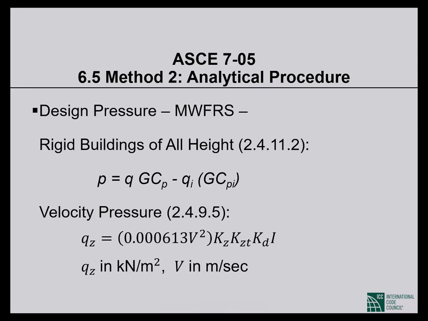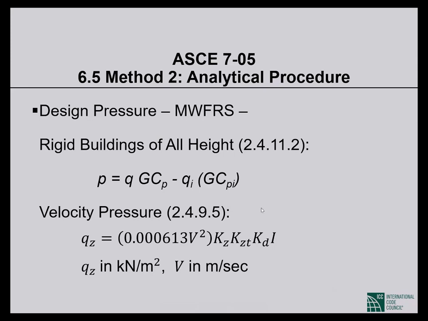Method 2, analytical procedure. Again, I'll stay with the main wind force resisting system, at least mostly. Rigid buildings of all heights. So these are not flexible buildings. Gust effect factor is G, typically 0.85. For flexible buildings, the gust effect factor is denoted as G sub F. This is just a matter of notation.